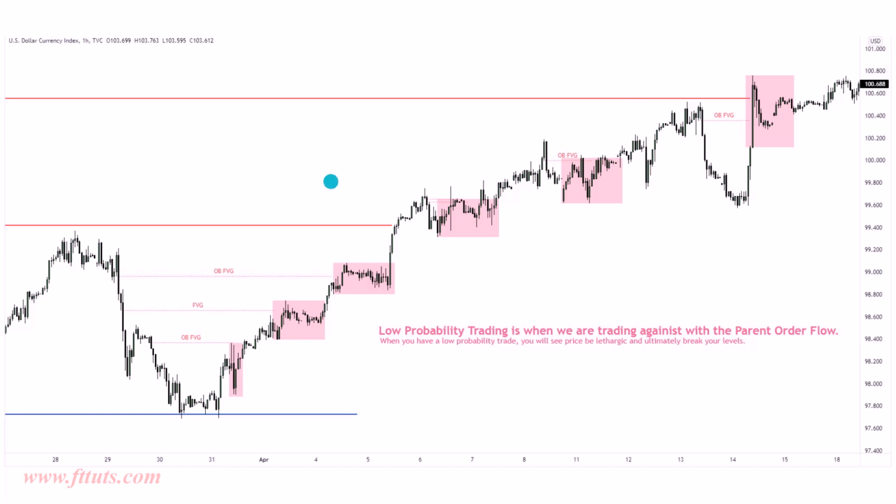In this example, by shorting levels that look nice, look very clean, look textbook, but since they're trading against the parent order flow found on the long-term perspective charts, they're expected to break. You want to be trading high probability, which is identifying the parent order flow on the long-term perspective charts, then trading in that direction. And you can see that your trades will pan out in favor most of the time. And if it doesn't, you take a small loss. Doesn't matter, because the next win is right around the corner.